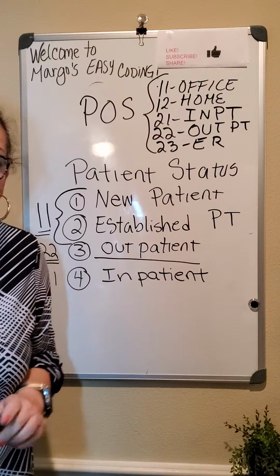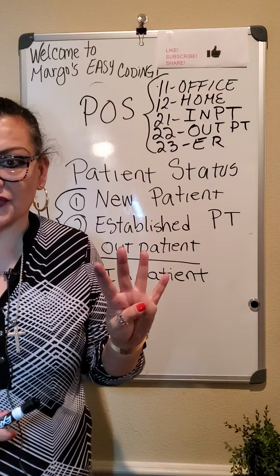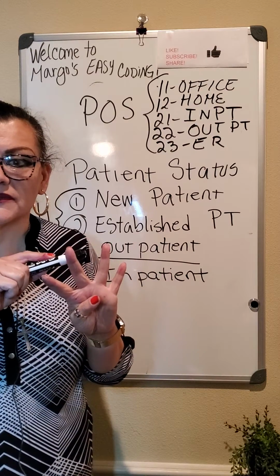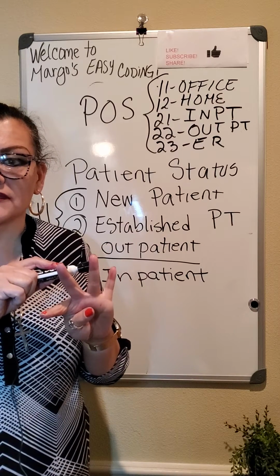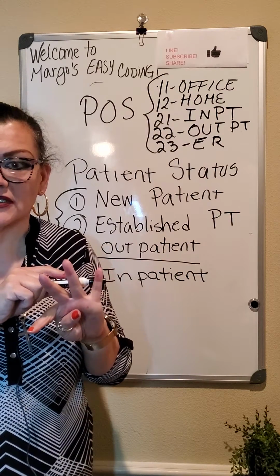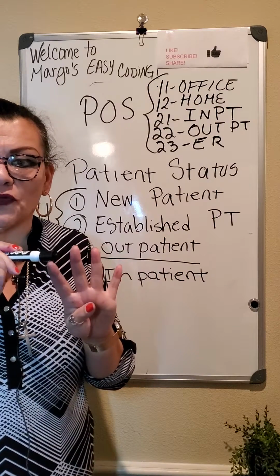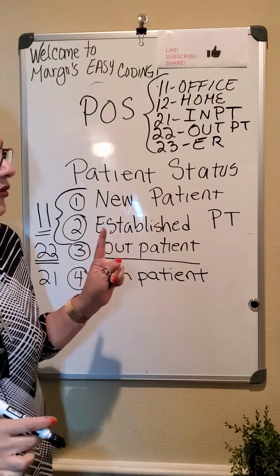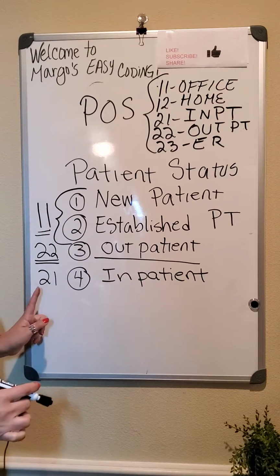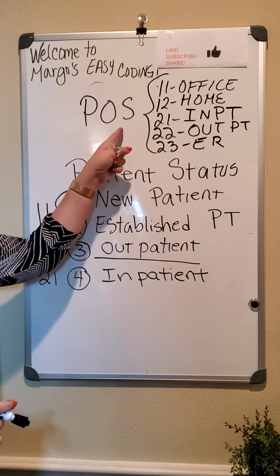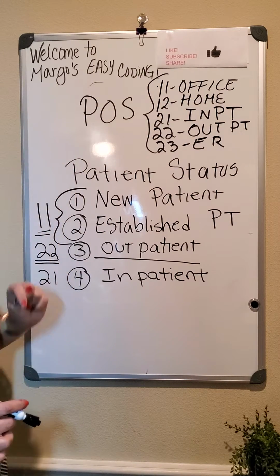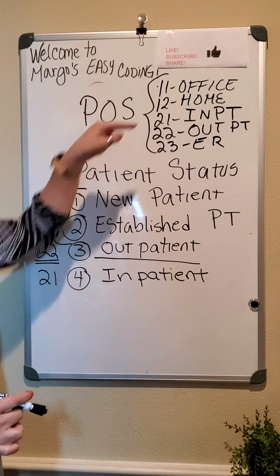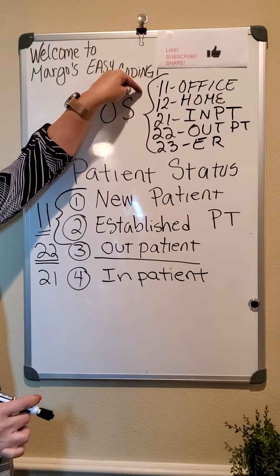Okay? So there are 4 patient status: new patient, established patient, outpatient, and inpatient. That means 4 patient status. We need to know that because with that, we need to decide our place of service. But as long as you remember, new and established place of service is always office or home.